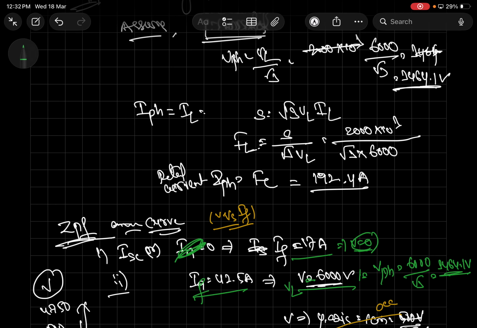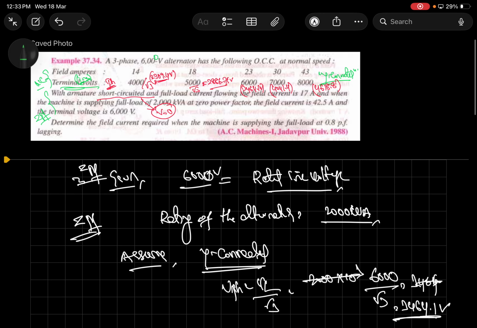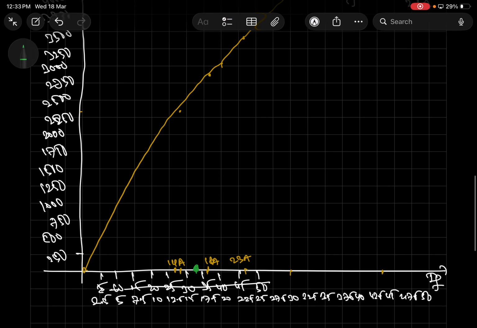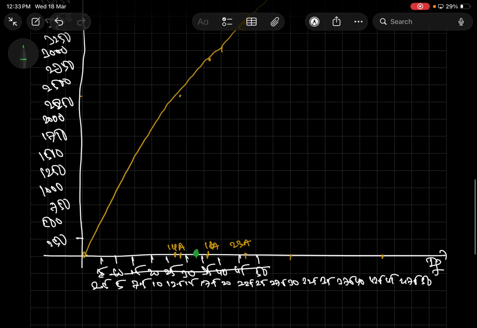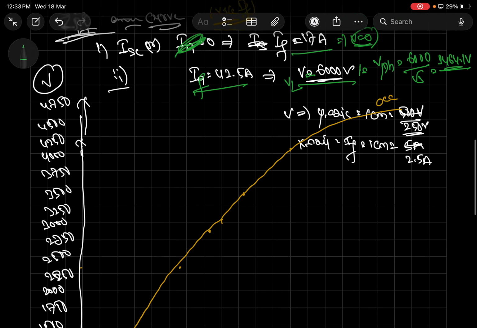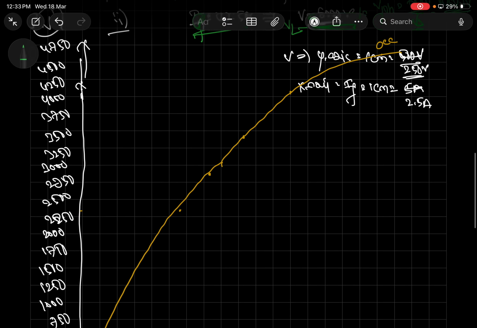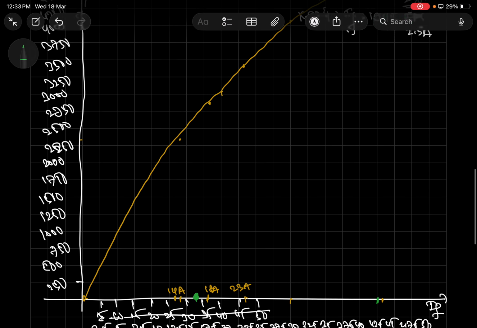3464.1. Okay, 3464. In the question they will only specify line voltage, and we have to convert that into phase voltage here. So for a field current of 42.5, what is the corresponding voltage here? 3464. 3464 here.